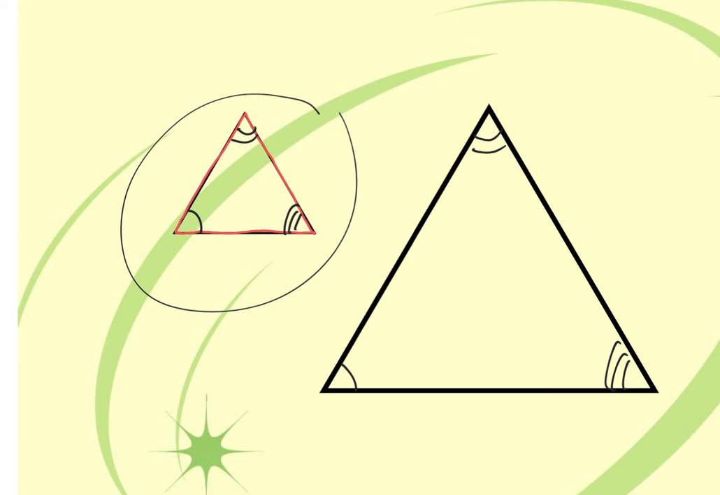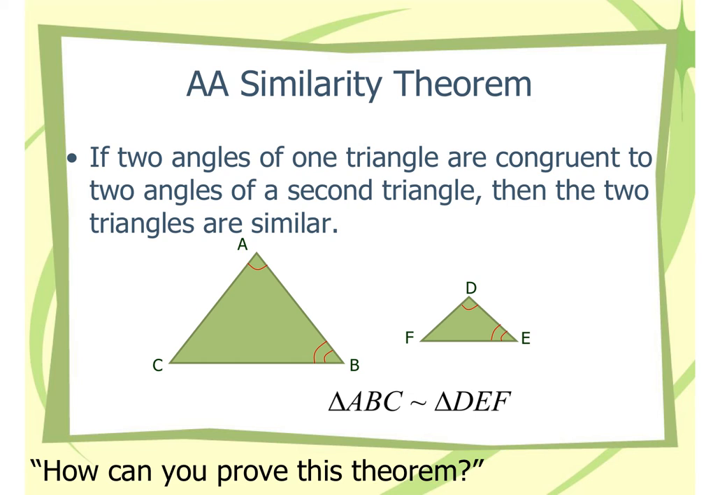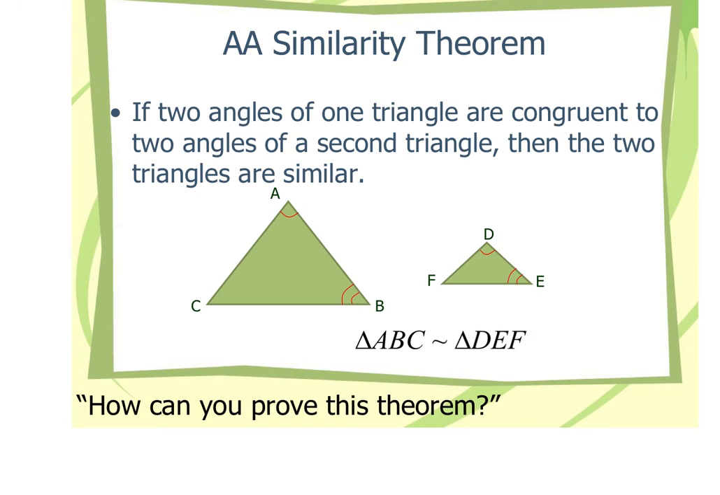Now, the theorem that we're learning about in today's class is if only two angles of one triangle are congruent to two angles of a second triangle, then the two triangles are similar. So only two angles need to be congruent. Do you think that we only need two angles to prove that two triangles are similar? Christian? Since all the angles in a triangle equal 180 degrees, if you know two of them, then the third one has to be like the remaining value.